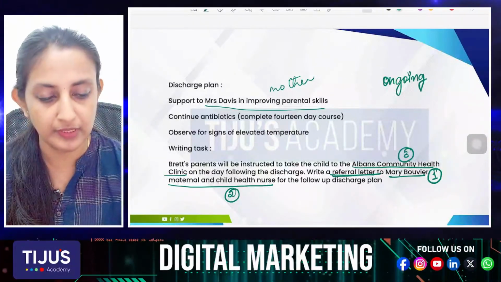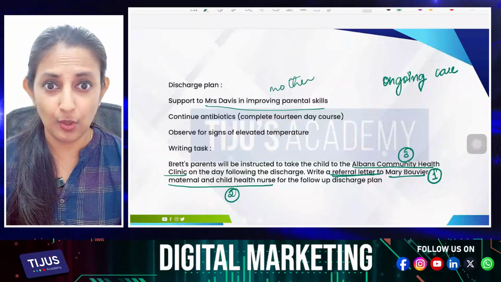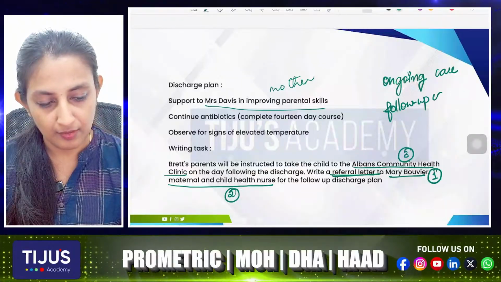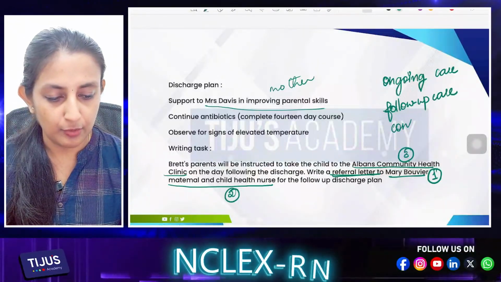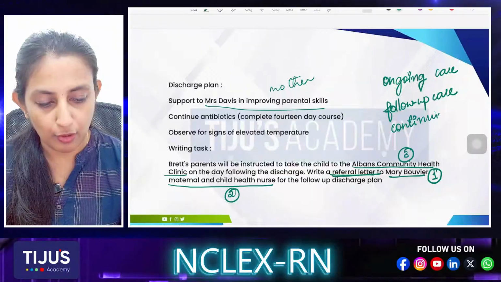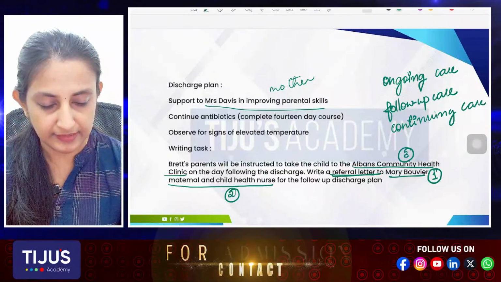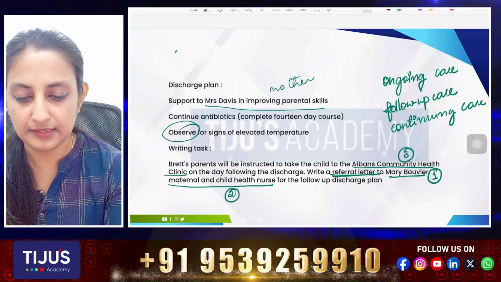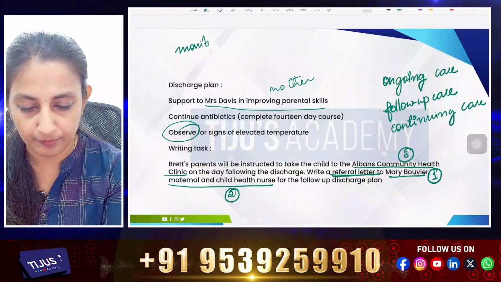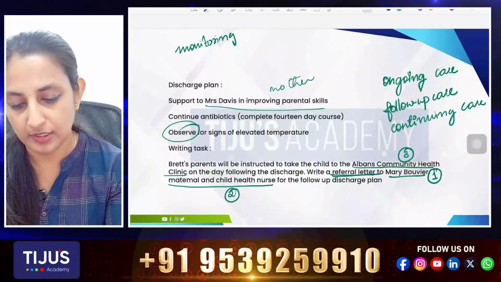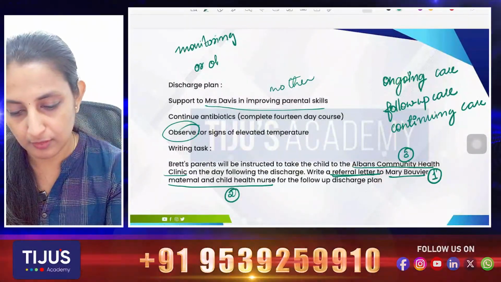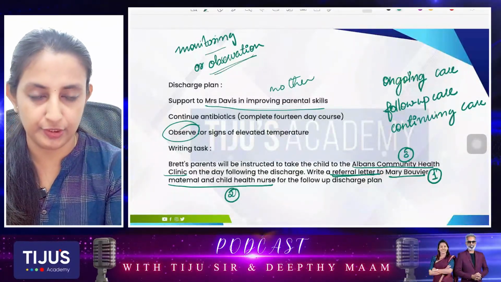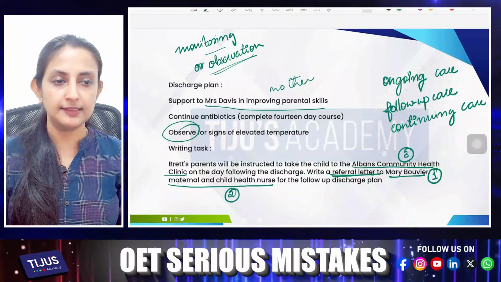So the first purpose word that we can choose for this particular letter is ongoing care, and the synonyms of ongoing care are follow-up care or continuing care. So you can write any one of these words as the first purpose word. And the second purpose word, observe, can be taken as monitoring or observation. So any one of these two can be considered as the second purpose word.